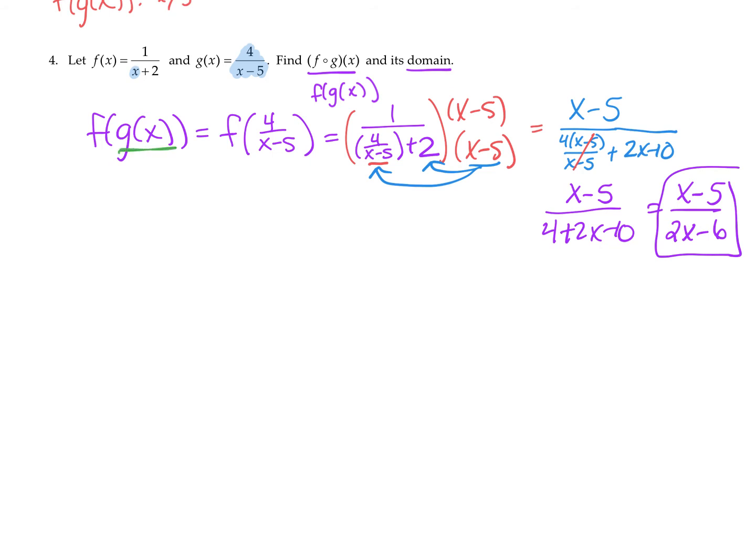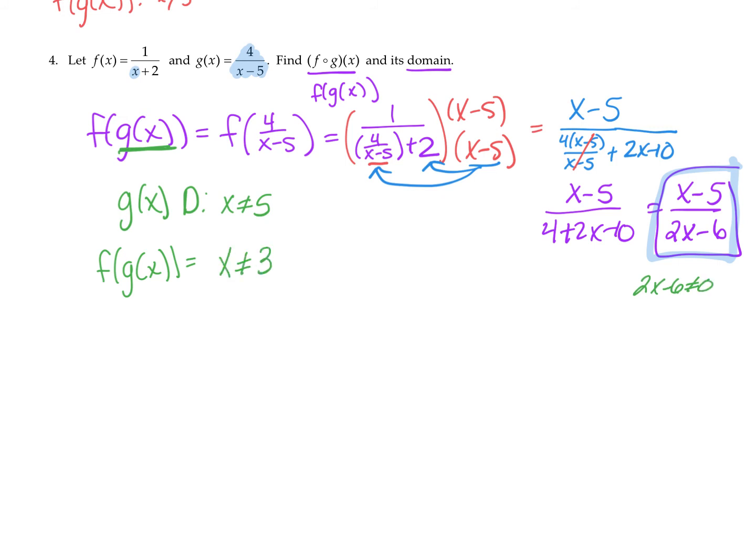So again, because my g became my input, meaning my g became my domain, I have to think about what the domain would be for g. So for g, x cannot equal 5. So now for the restriction, looking at my final answer over here, I know that 2x minus 6 cannot equal 0, meaning that x cannot equal 3. So those are where my two asymptotes are. So my domain is going to be negative infinity to 3, union 3 to 5, again not included because those are my asymptotes, 5 to infinity.